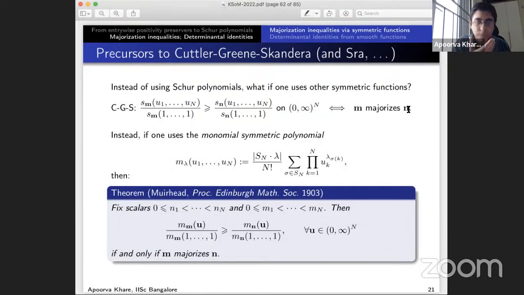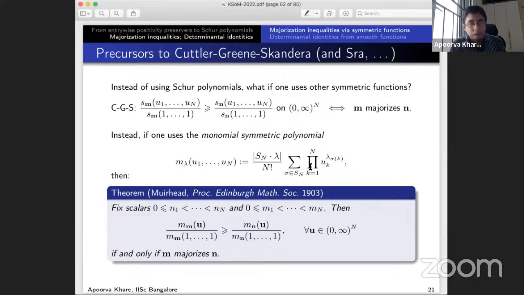Instead, one can use other symmetric functions. There are many of them. One is called the monomial symmetric polynomial. And there I would just look at, if I have m_lambda, lambda is a tuple of powers, then I would look at u_1 to the lambda_1, u_2 to the lambda_2, and so on, plus u_1 to the lambda_2, u_2 to the lambda_3, and so on. And I sum it up over, I average it over all permutations. So u_k to the lambda_sigma(k). Right? So that's the kind of permuted powers of monomials, and then I average them out.